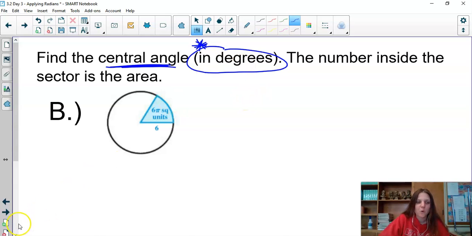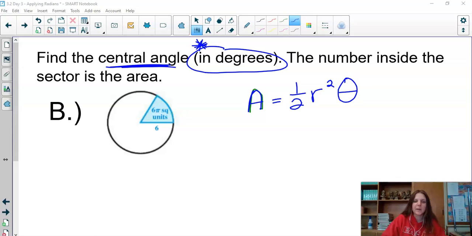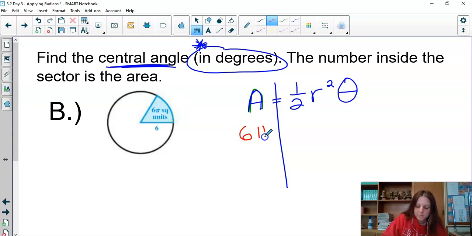Start with the area formula and plug in what you know. Now this time you're looking for something different, and so different information is given. The area, according to the directions, the number inside the sector is the area. So this number inside this sector is the area. So 6 pi square units goes here.